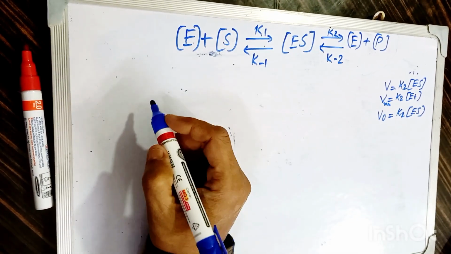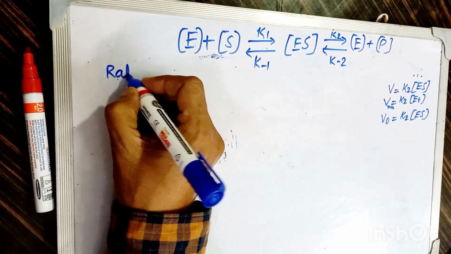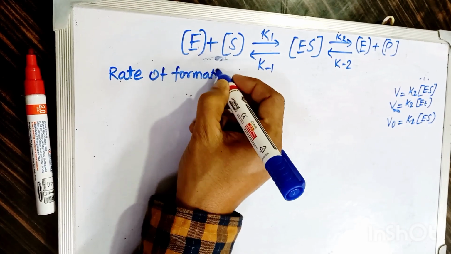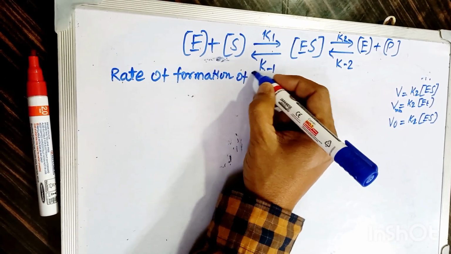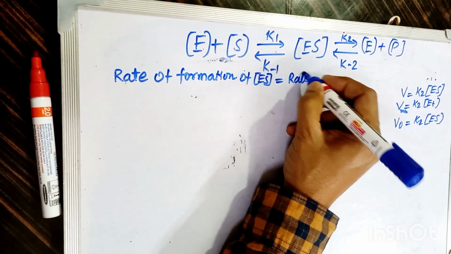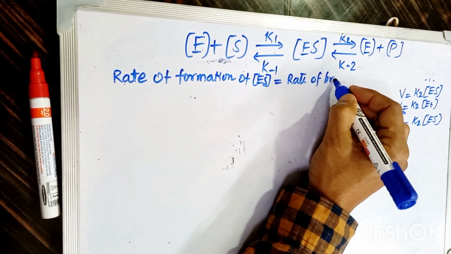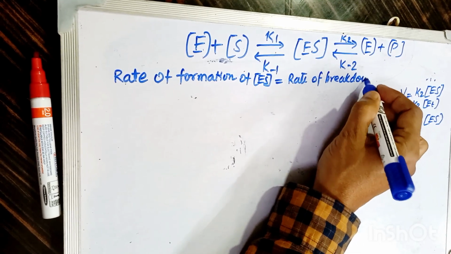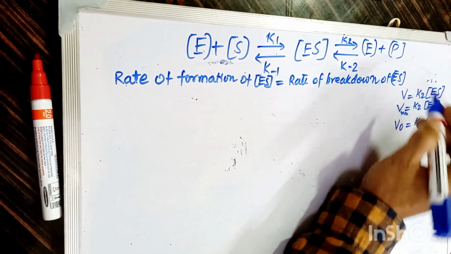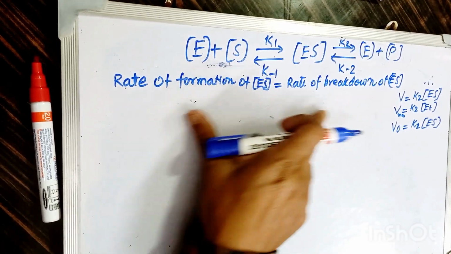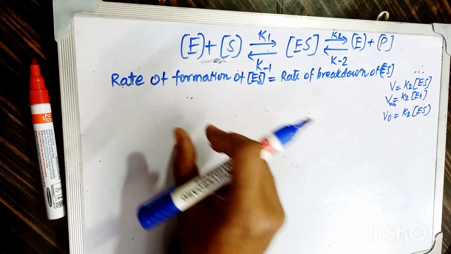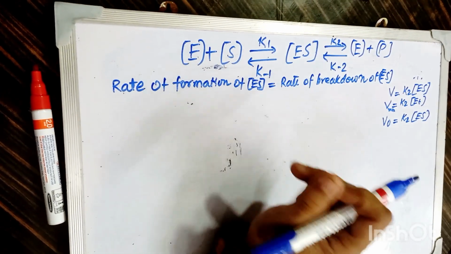Then with the first assumption, the rate of formation of ES is equal to the rate of breakdown of ES. I draw a mathematical relation of the rate of formation of ES and the rate of breakdown of ES. Now I will derive it with the mathematical expression.